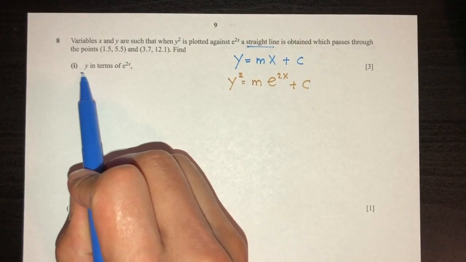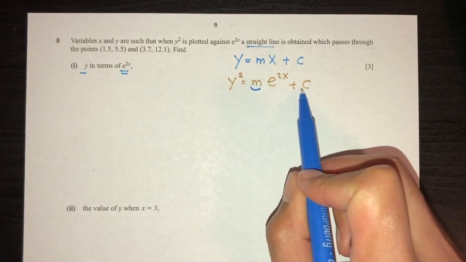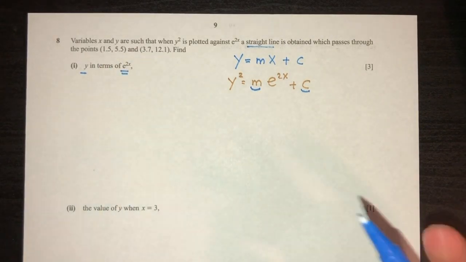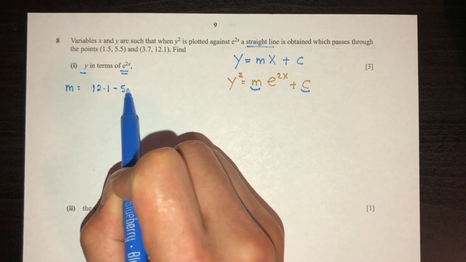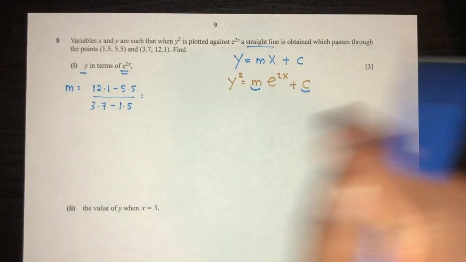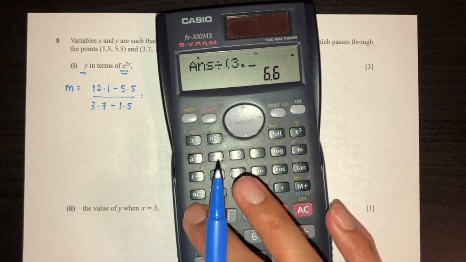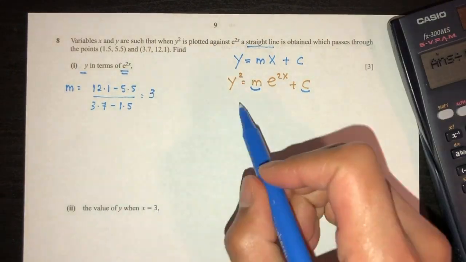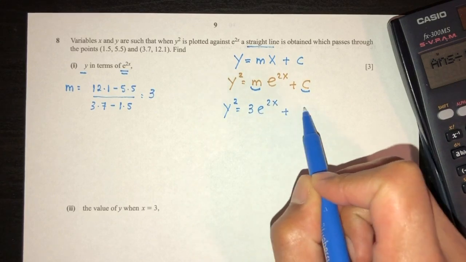Now we have to express y in terms of exponential. So we first have to find the value of m and the value of c. m is your gradient, pretty easy. Since we have 2 points, we can find the gradient: y2 minus y1 divided by x2 minus x1. That will be 12.1 minus 5.5 divided by 3.7 minus 1.5, which is 3. So now we have y squared equals 3 exponential 2x plus c.